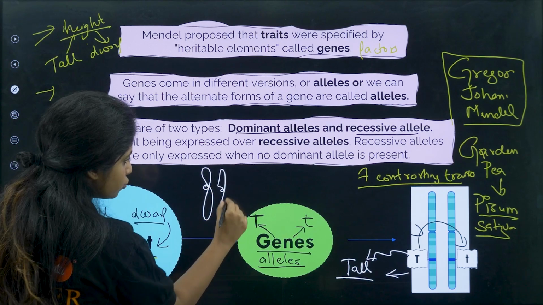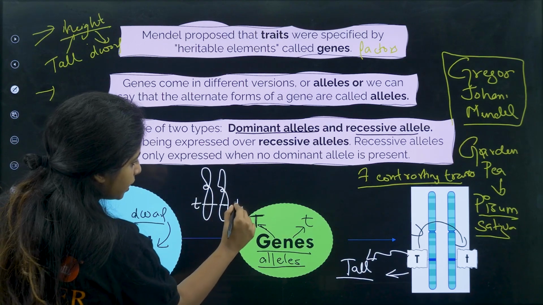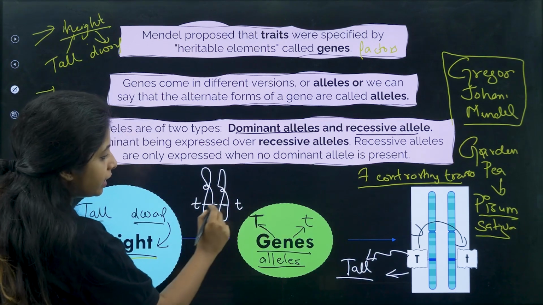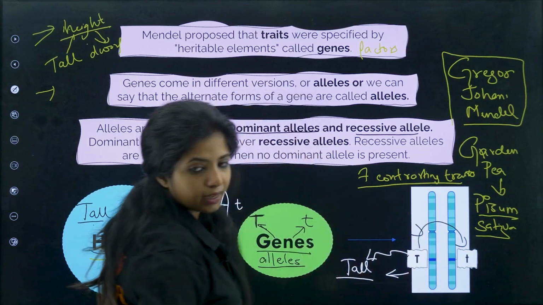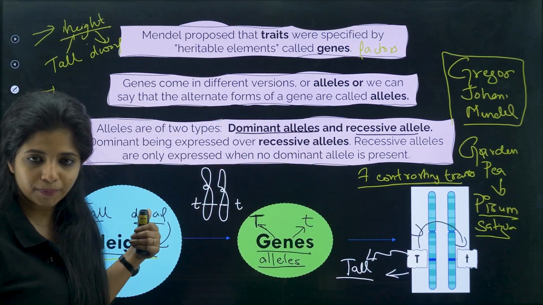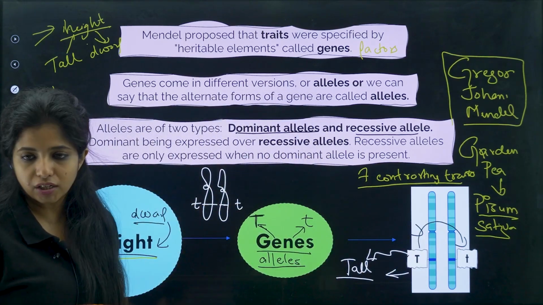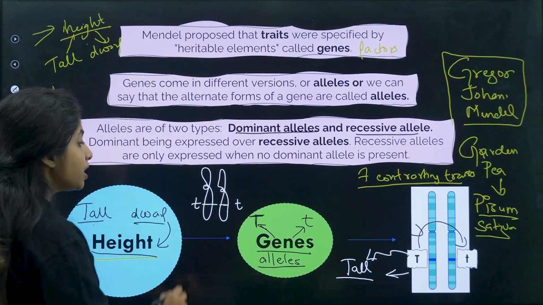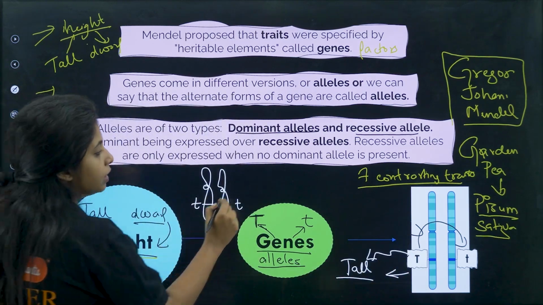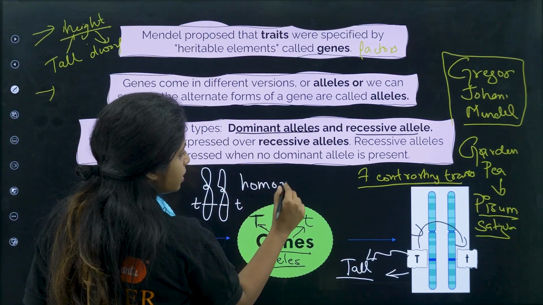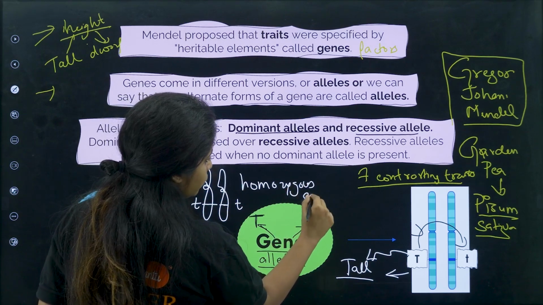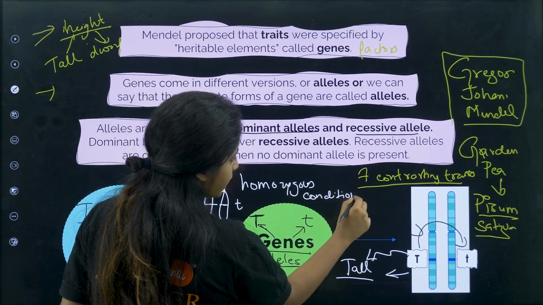For example, I have a chromosome where both of them are small t. There is no dominant allele to overshadow its effect. At that particular time, it will show its effect. Okay, what do I call this condition? Whenever there are 2 alleles of the same kind over here, I will call this a homozygous condition.